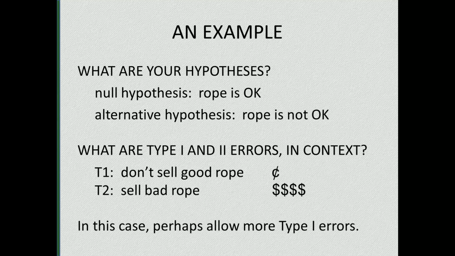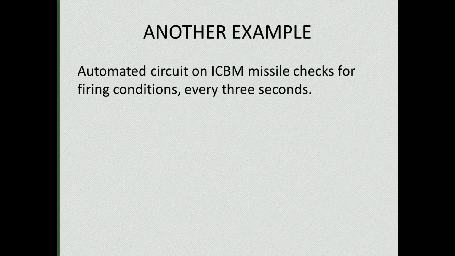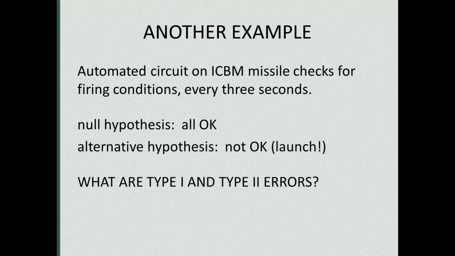Another example. You are a military engineer. You have designed automated circuits for an ICBM missile which checks for firing conditions every 3 seconds. The idea being we want to engineer this in such a way that even a sneak attack by the enemy that takes out our command and control structure, the missile still would be able to retaliate. And so the null hypothesis is that everything is okay. But the alternative is that we've got a problem and we need to launch.